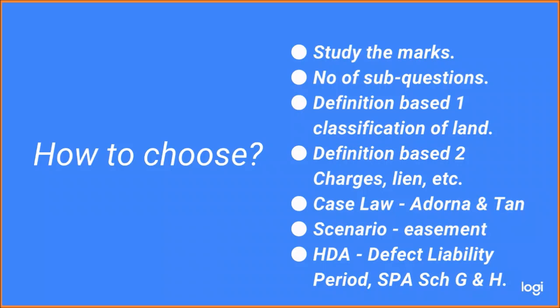Next is you go for the case law. If you are good with argument type, you can remember the stories in the Adorna Properties case or the Tan case scenario. So you can write out the case law and argue your case. This is for indefeasibility of the title.